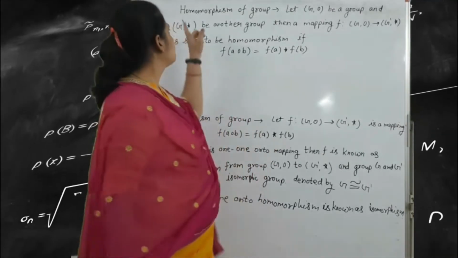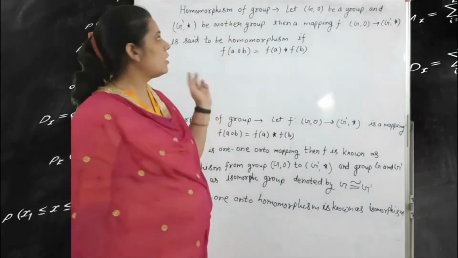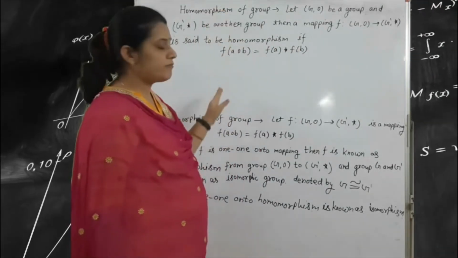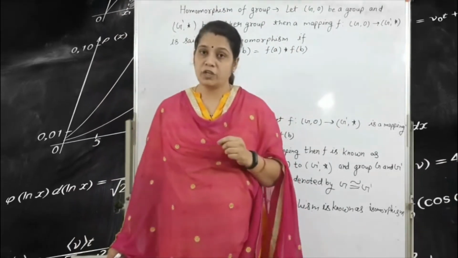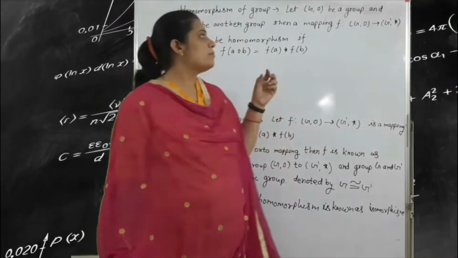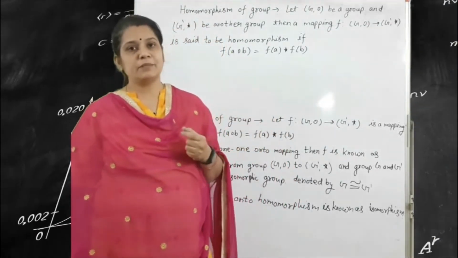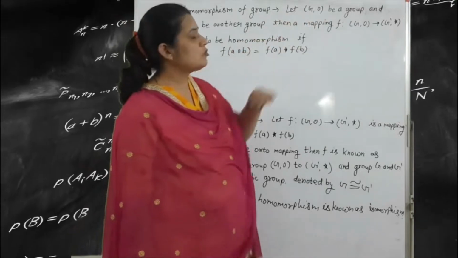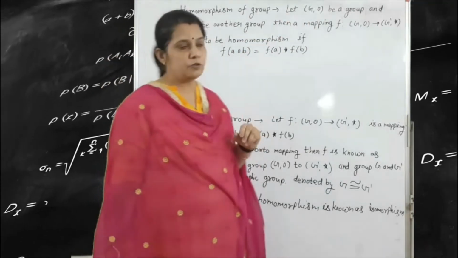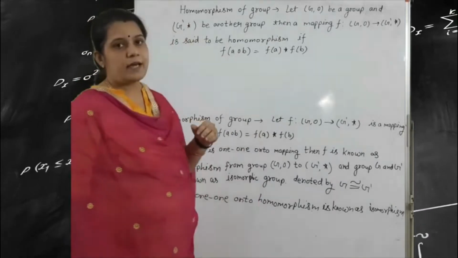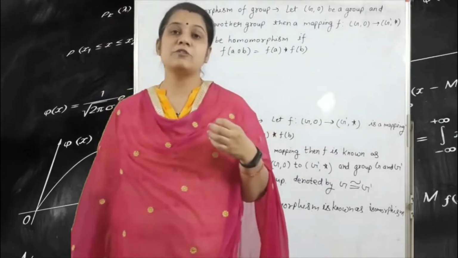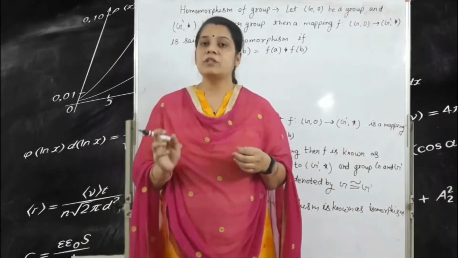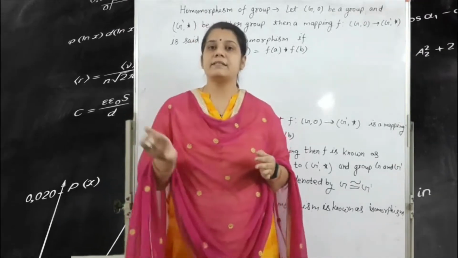So here, the homomorphism of group, that means what? Let G comma O be an operator, because all these definitions depend on the mapping. So what is the mapping? You have already seen mapping in chapter number 1. Homomorphism of group: let G comma operator be a group and G dash comma star be another group. Because we find the mapping, we write F such that A to B. A and B both are sets, but A is the domain and B is the codomain.